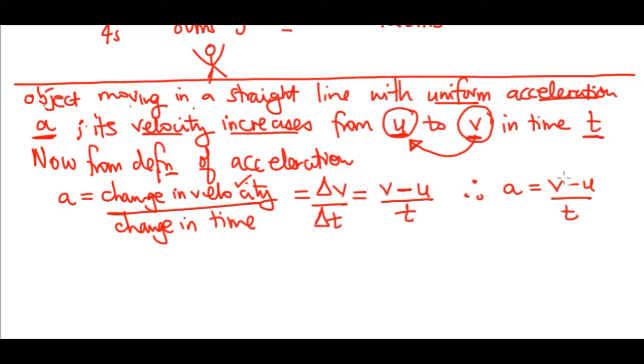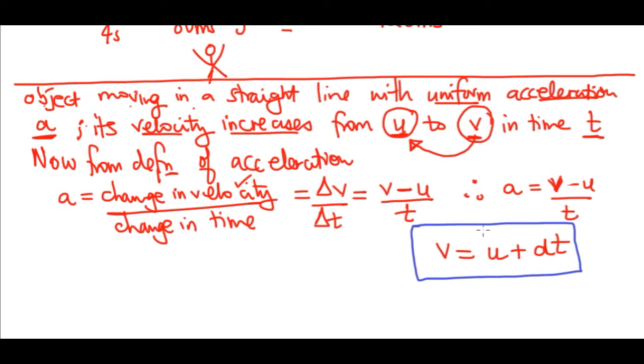If we make the final velocity v the subject of the formula, we come up with v is equal to u plus at, and that is our equation of motion number 1. It basically says final velocity v is equal to initial velocity plus acceleration times the time taken. You can read the statement.